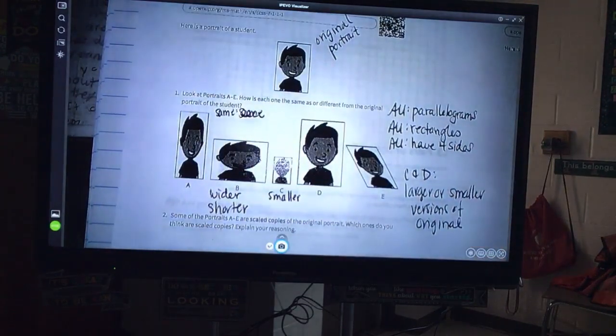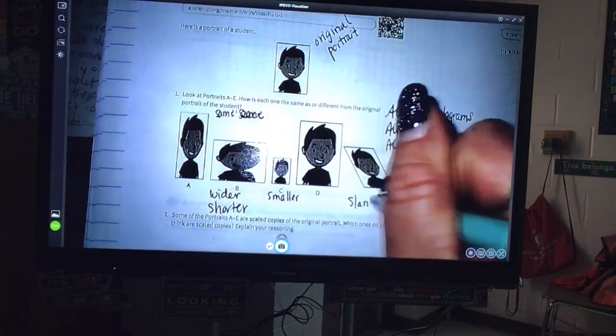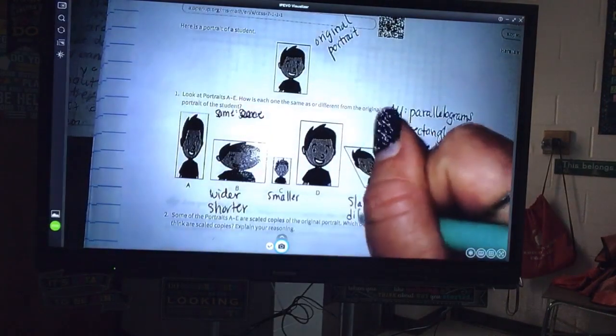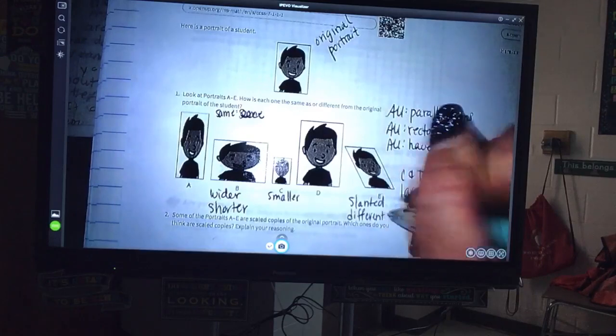Alright, and then let's just talk about E real quick. There's a ton of things that are different about E compared to the original. It's slanted. Alright, what else? Michaela? It's in a different angle.